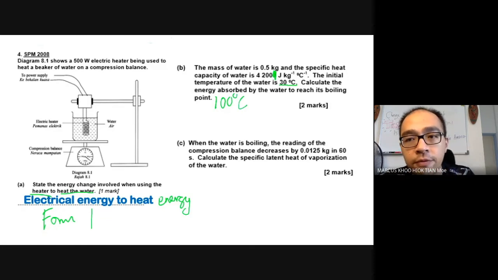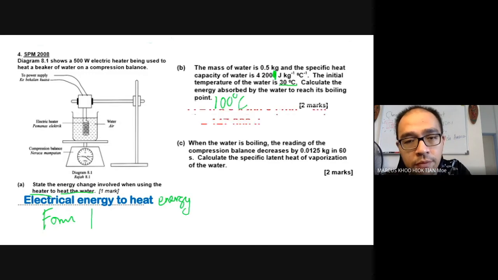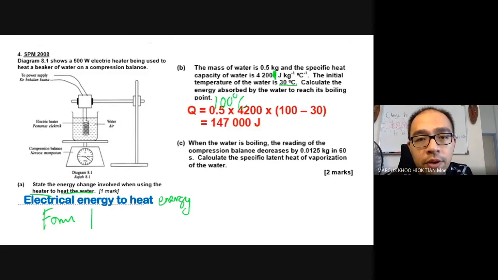Since I gave 42,000, I will give you the answer. It will be 0.5 kilograms, 4,200, not 42,000. And then the change in temperature will be 30 to 100 degrees Celsius. So what this question is not telling you is the boiling point. Of course, the boiling point of water, everyone who has learned science at Form 1 should know this, it's 100 degrees Celsius.